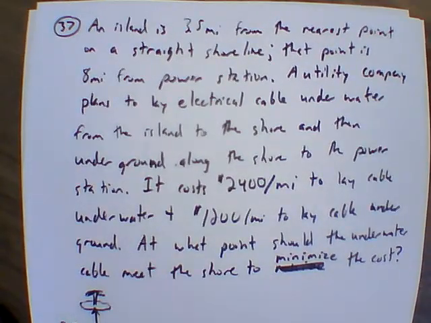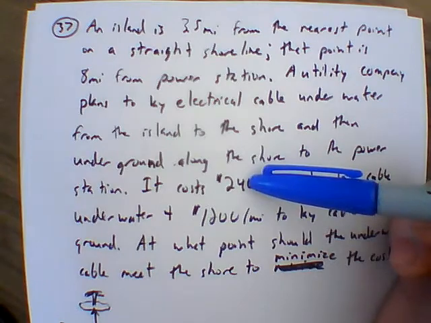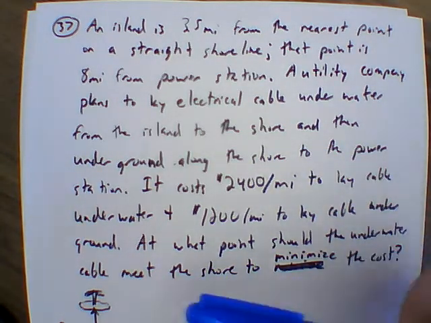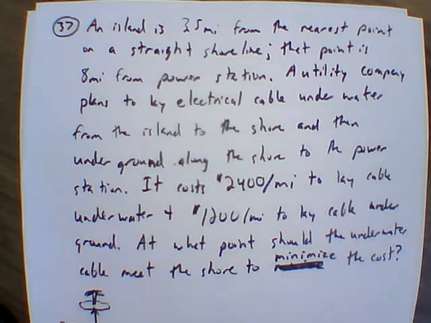So this utility company plans to lay electrical cable underwater from the island to the shore, and then underground from the shore to the power station. Now, it costs $2,400 per mile to lay cable underwater and $1,200 per mile to lay cable underground. So we see that underground is cheaper than underwater. At what point should the water cable meet the shore to minimize the cost?